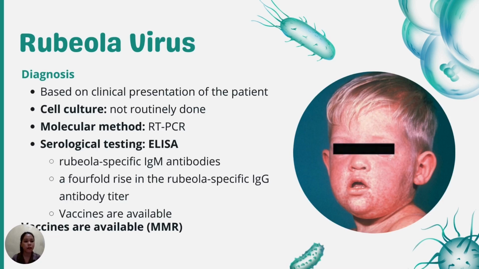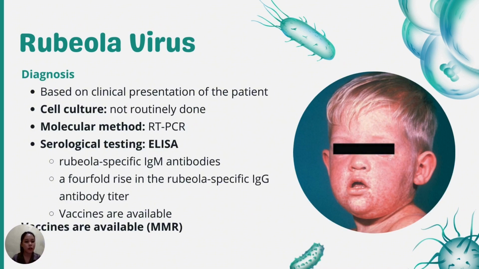Next, how to diagnose this virus. Katulad din kanina ng rubella virus kung saan yung clinical presentation na yung pinagbabasihan ng mga physician. Bukod doon, yung cell culture, hindi rin siya masyadong ginagawa. Then, kung magma-molecular method naman tayo, isa sa pinaka-recommended is yung RT-PCR. And aside from that, we have the serological testing using ELISA, kung saan meron tayong two ways kung paano i-detect yun. Una, yung rubella-specific IgM antibodies o kaya naman isa naman sa pang-confirm ay yung fourfold rise ng rubella-specific IgG antibody titer.